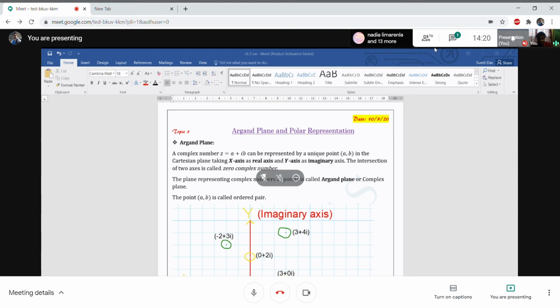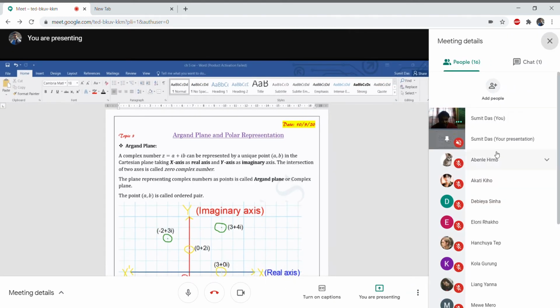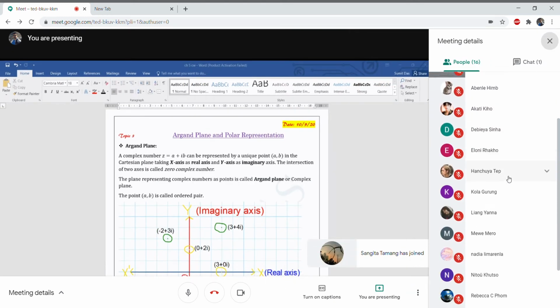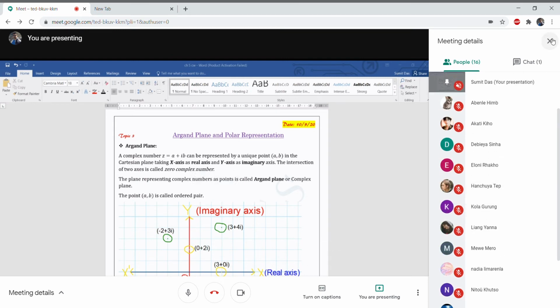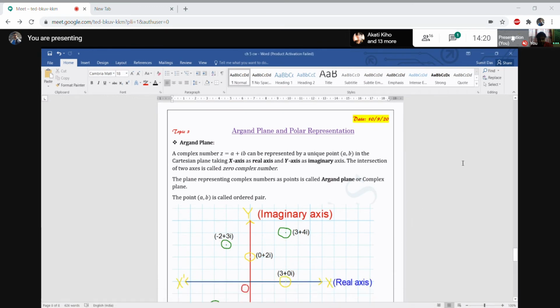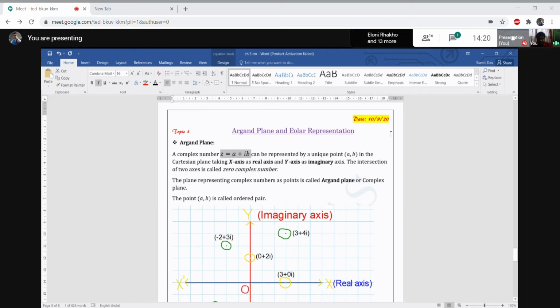We can see that a complex number, we used to represent it in the form z = a + ib, right? A complex number z = a + ib can be represented by a unique point (a, b). Okay, a is the real part, b is the imaginary part.